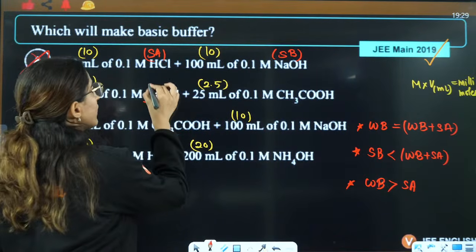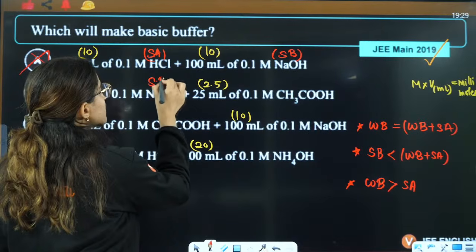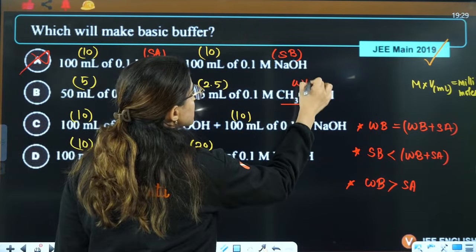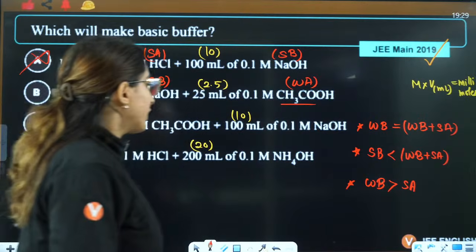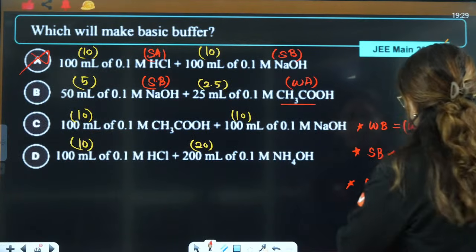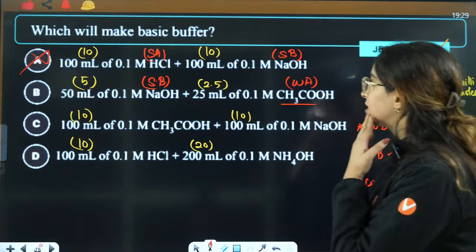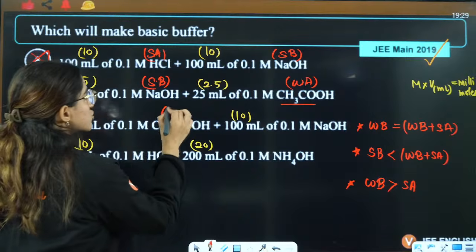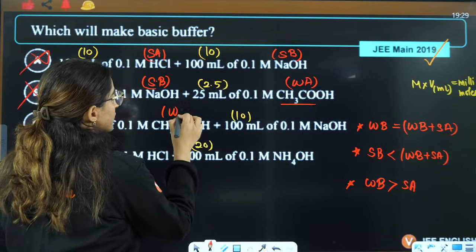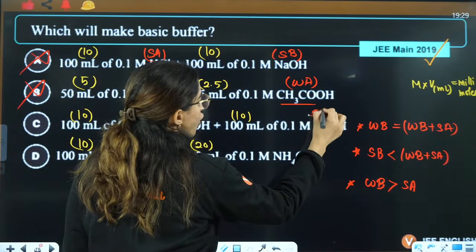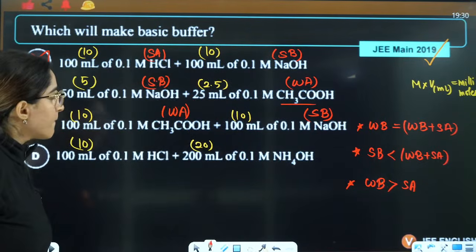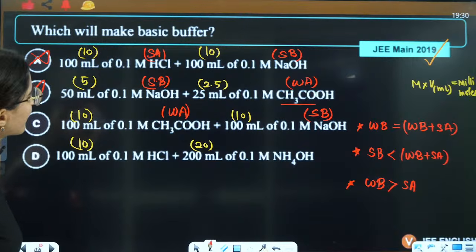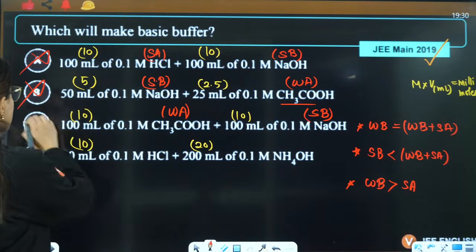Here, this is a strong base, and this is a weak acid. Strong base and weak acid. I can't see any condition like that, right? So this is also ruled out. If you see, this is a weak acid, right? And this is a strong base. Again the same thing, no? Weak acid and strong base, number of moles are the same. Again, this is not the condition.